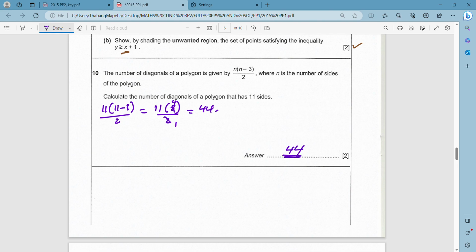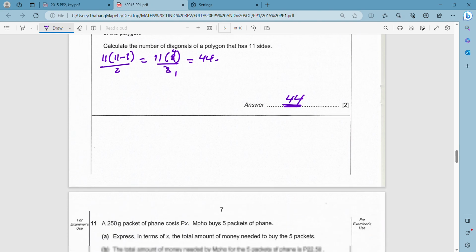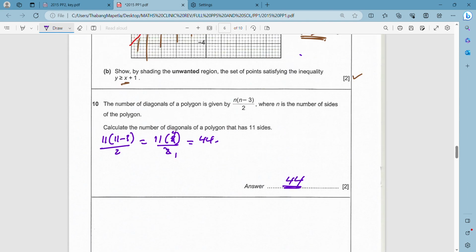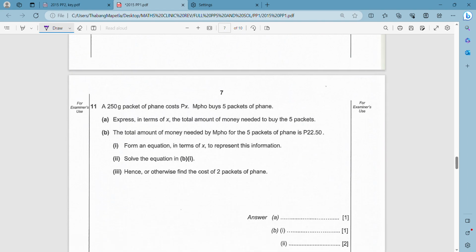So I guess we're good. Or should I check my calculator? But still it's fine. 11 minus 3, 11 minus 3. Remember that you cannot check with the calculator because it's not allowed. So you are forced to check by hand and head, not by an electronic calculator. Okay, this is it, fellows. We'll be moving on to question number 11.